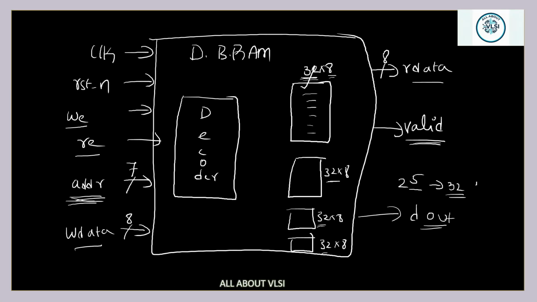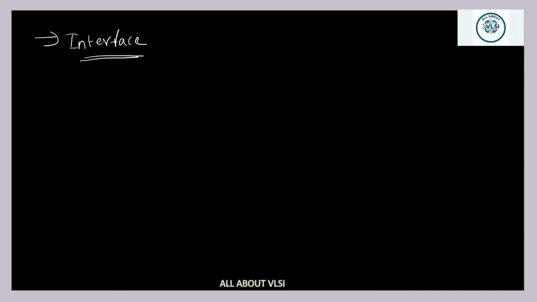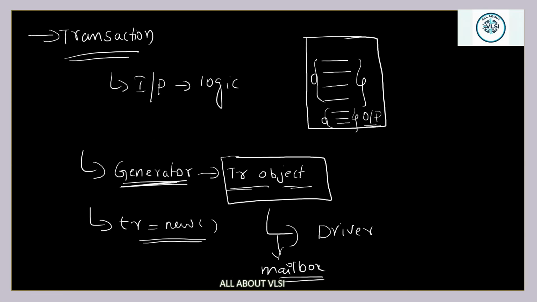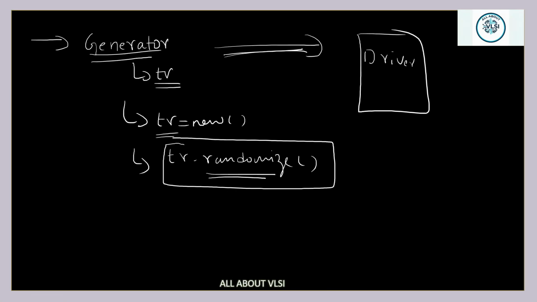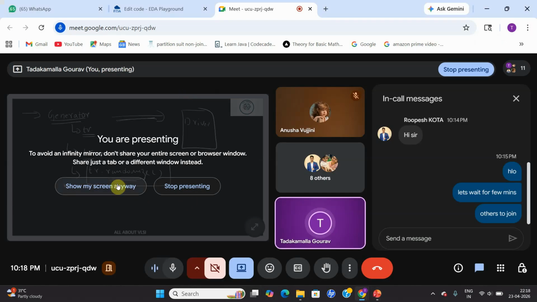We also discussed the decoder based RAM, what the inputs and outputs are, the internal structure of this decoder based RAM, and the addresses. Afterwards we developed the interface and started with the development of a transaction. And in today's session, let us develop the code for our generator. So this is what we have discussed so far.